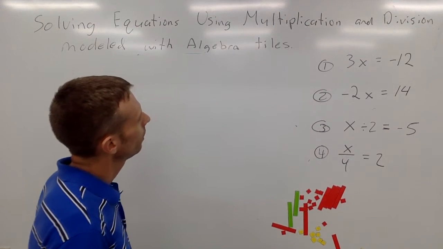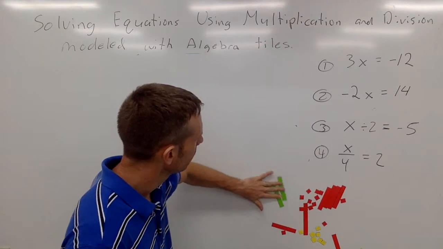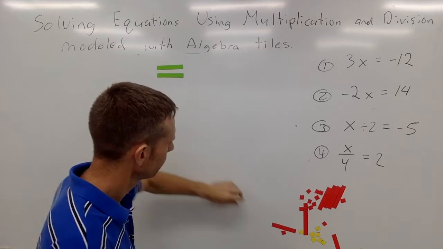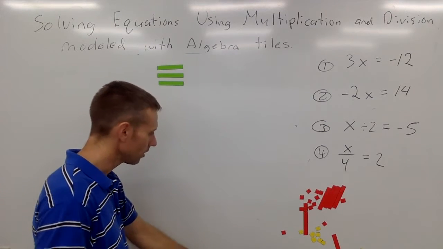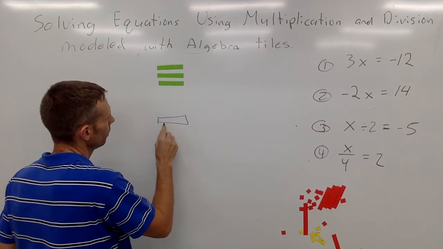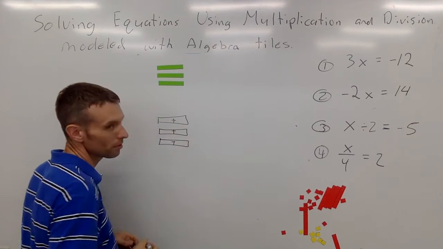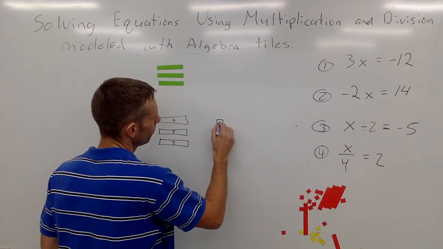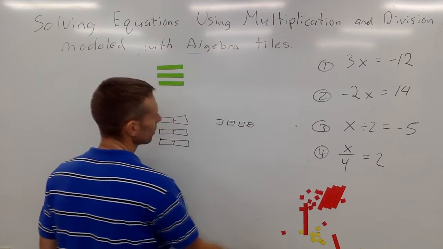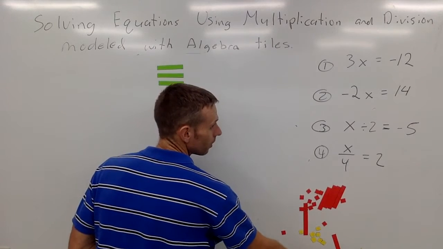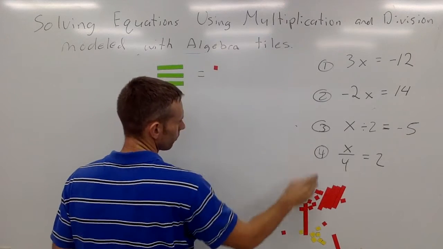So let's look at 3x equals negative 12. I'm going to represent the 3x just like this. Again, if you don't have algebra tiles, which I don't think that you do, and if you don't have colored pencils, which would be fine if you don't, you can represent this just by this, and you can represent the negative 12 by making negative 12 little squares like this, okay? But since I have the algebra tiles, I'm going to use them. So 3x equals negative 12.